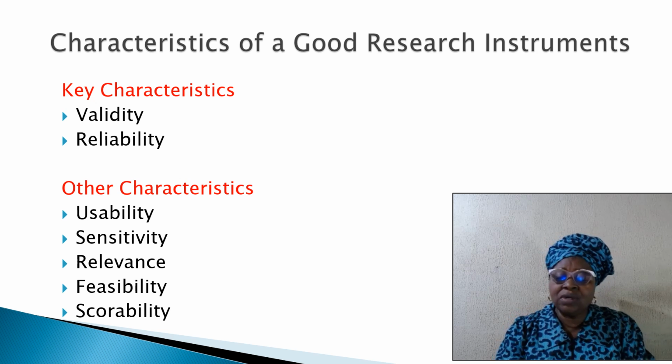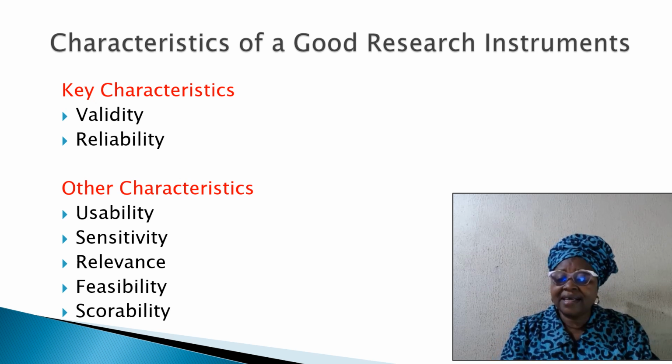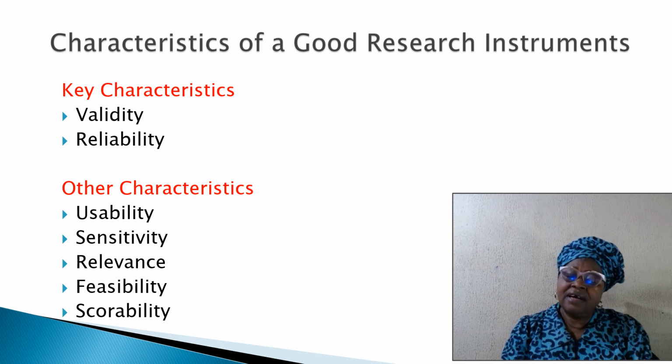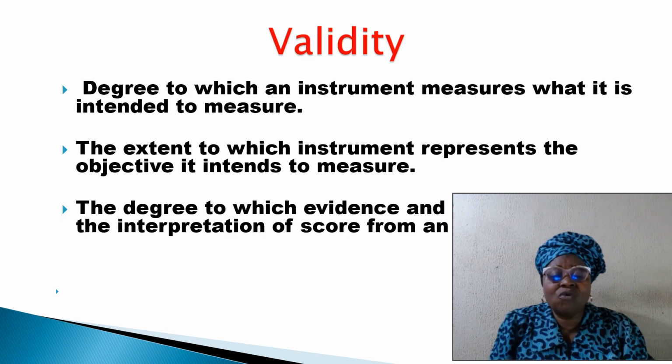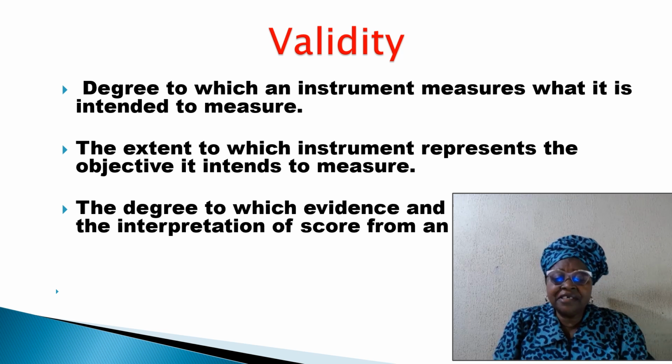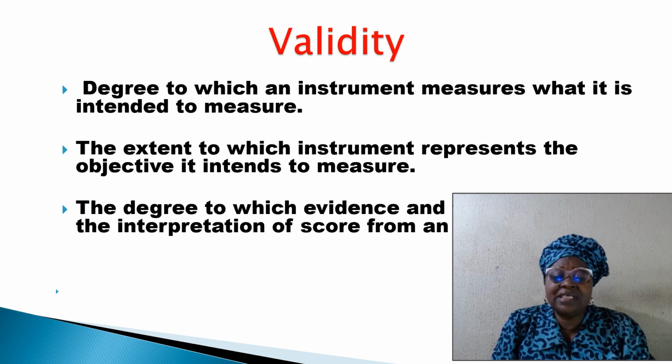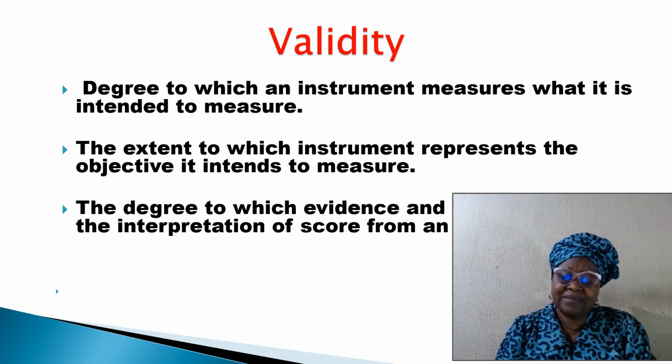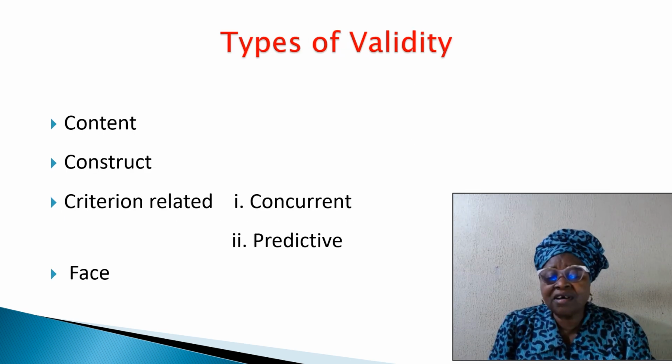So today we're going to look at validity as a characteristic of research instruments. So what is validity? It is a degree to which an instrument measures what it is intended to measure. The extent to which the instrument represents the objective it intends to measure. In a more correct sense, it is a degree to which evidence and theory support the interpretation of scores from an instrument.